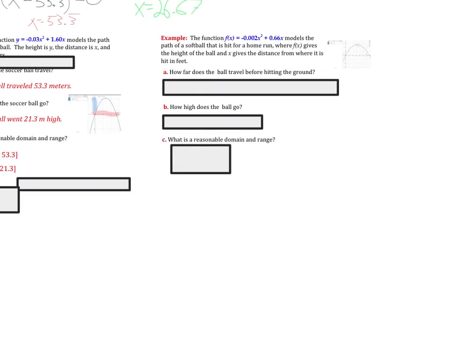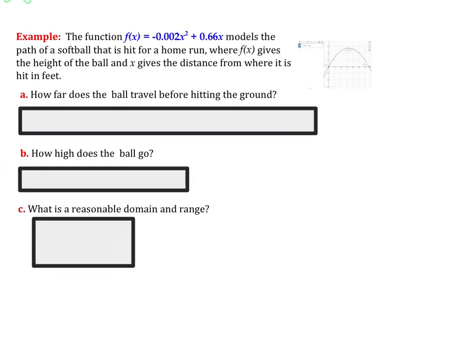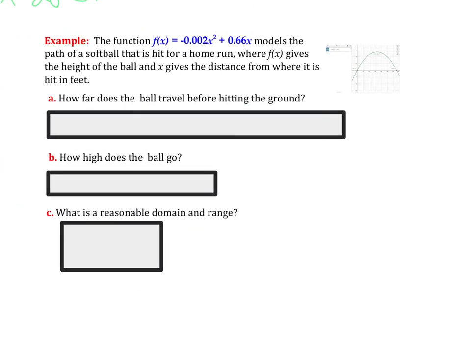Uno mas. All right, we have a function: negative 0.002x squared plus 0.66x is the path of a softball hit for a homer. Nice hit, good job. f of x gives the height of the ball, and x gives the distance from where it was hit in feet. No surprise here, I've got the Desmos thing prepped and ready to go.